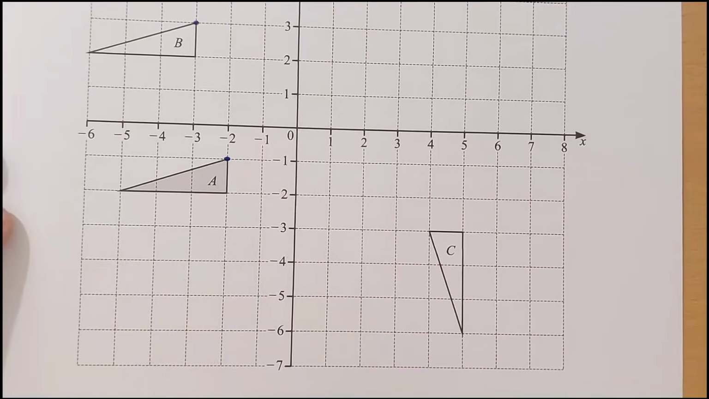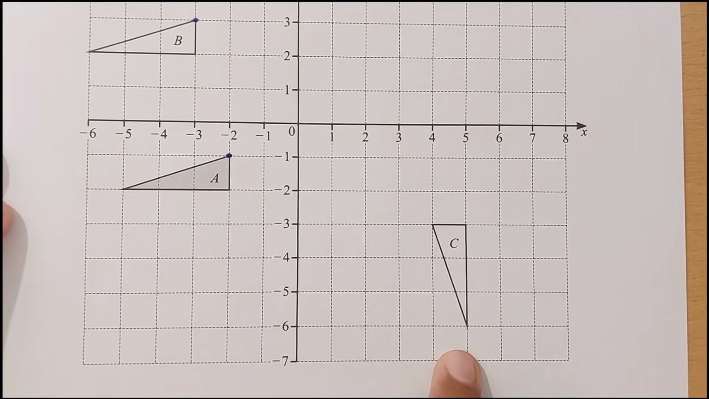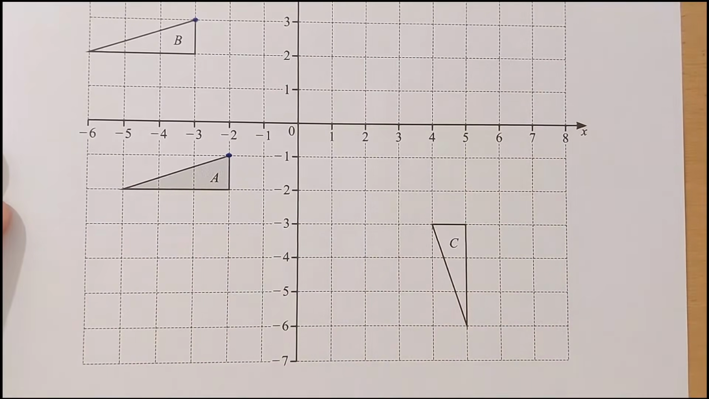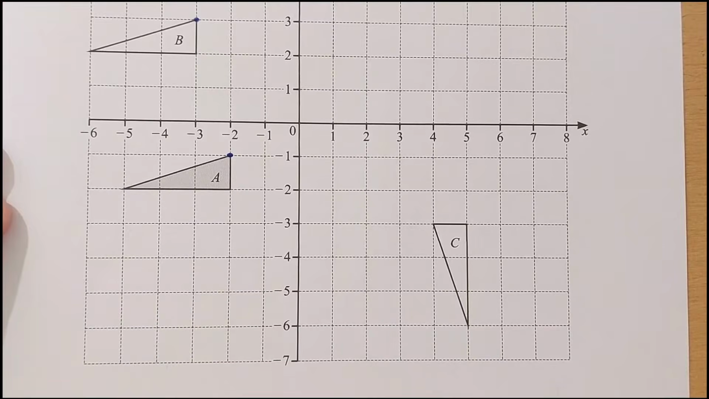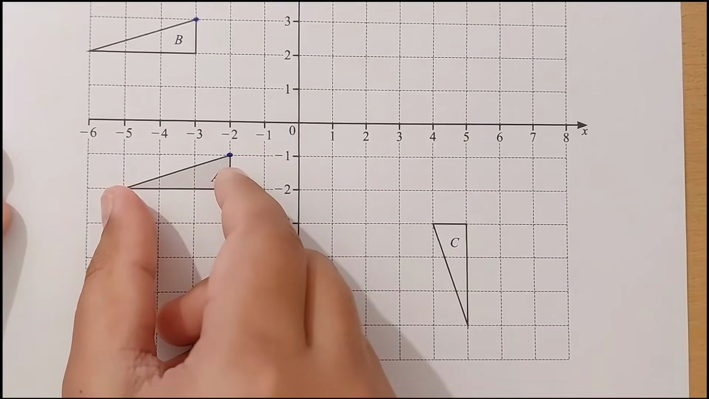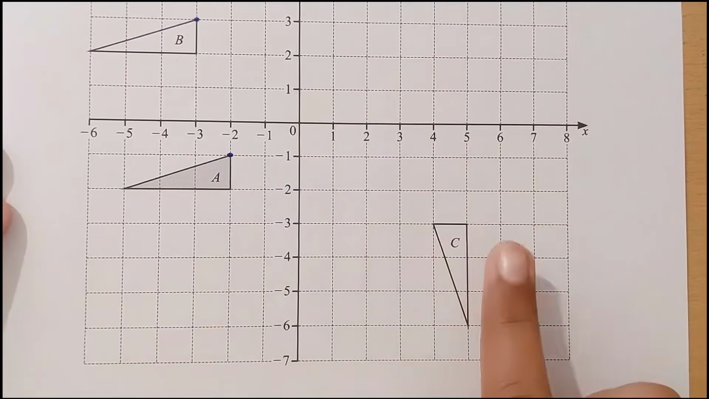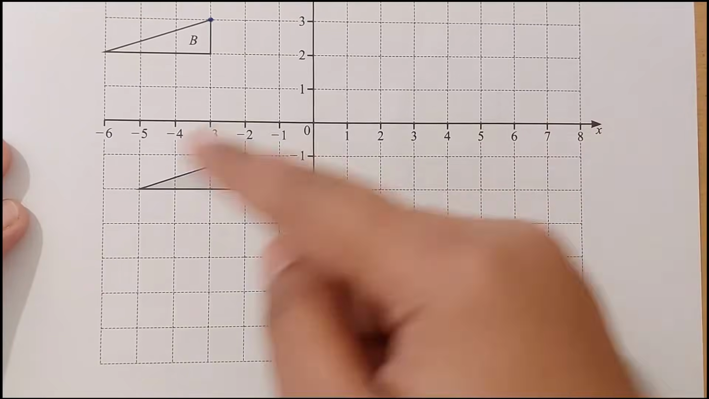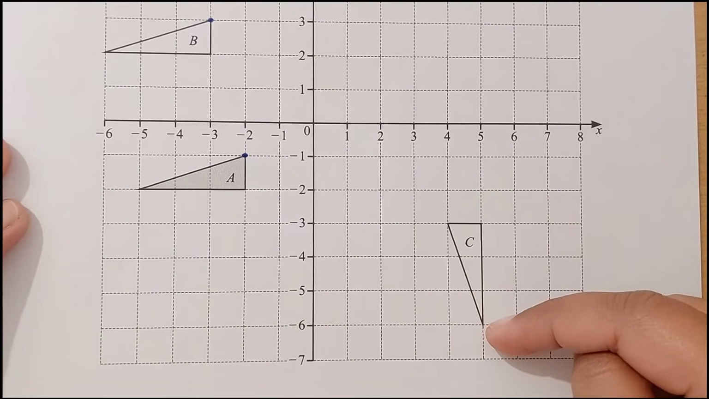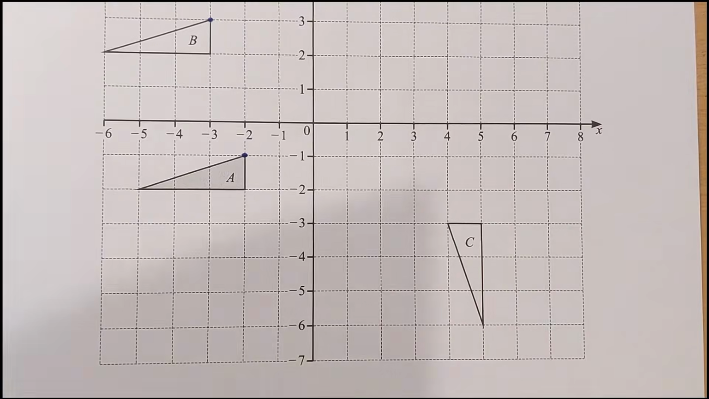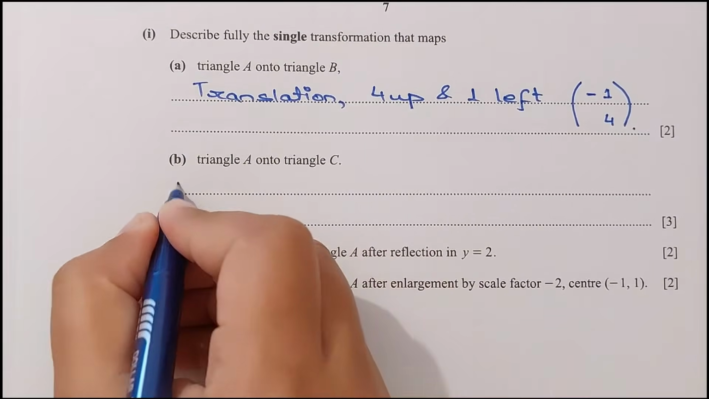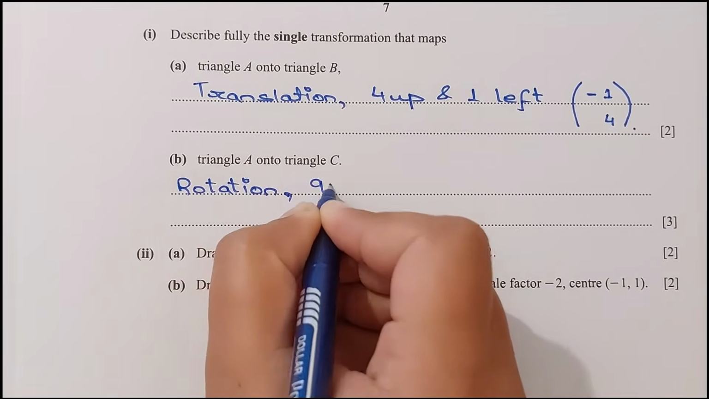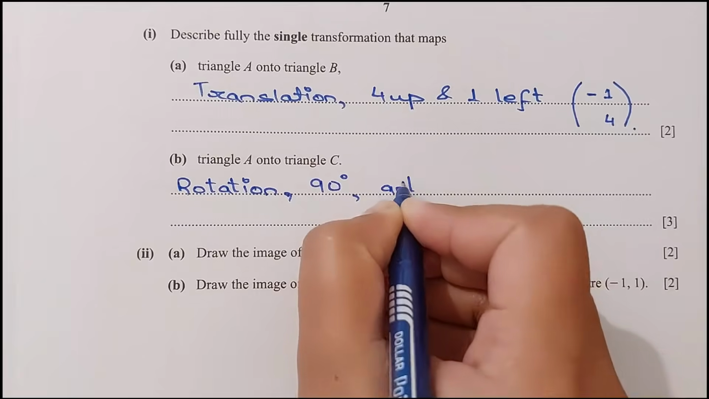Okay, so look at triangle A and triangle C. If I consider triangle A and rotate it, this is triangle C. So it is a rotation, and the rotation is 90 degrees anti-clockwise. Why is it 90? Because it is in the opposite quadrant, right? So it is a rotation 90 anti-clockwise, and we need to find the center of rotation now. Let me write this down: a rotation 90 anti-clockwise.